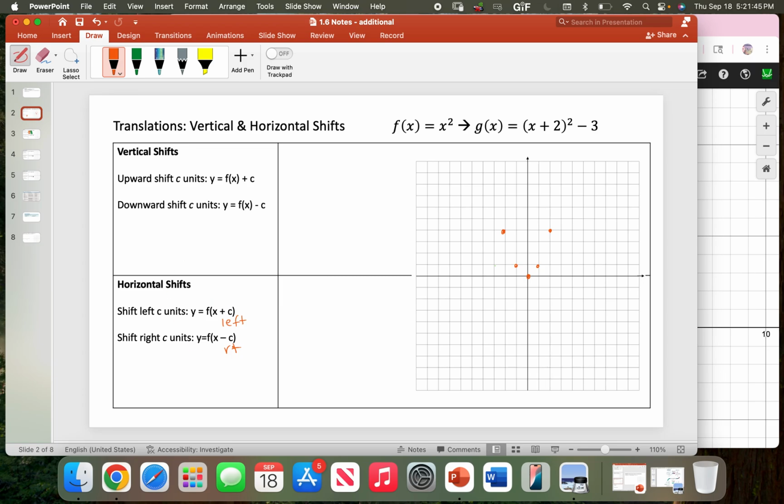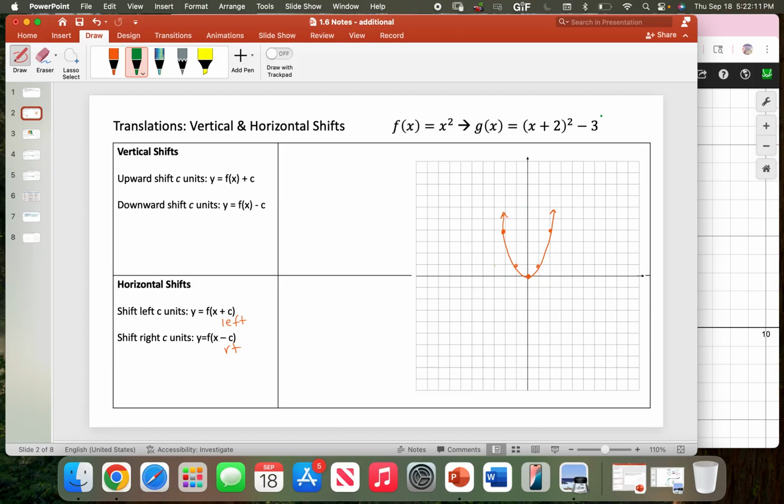And then for horizontal shifts, if we are adding or subtracting a value directly attached to the x term, that means that we're going to be moving or shifting the graph in the opposite direction of the sign. So plus c would be left and minus c would be to the right. So our initial parabola here is our parent function f of x.